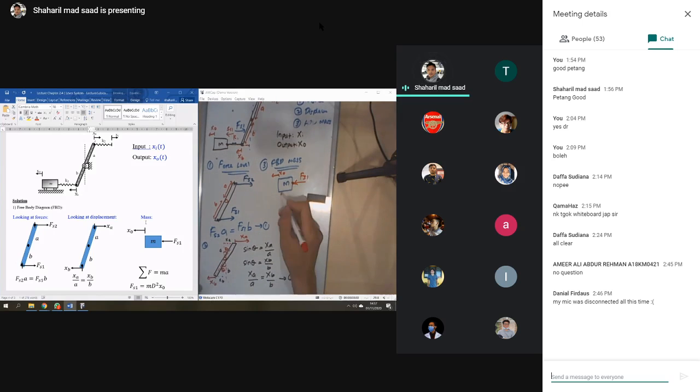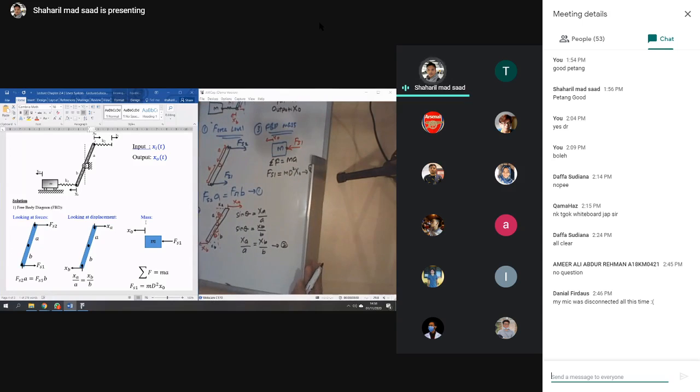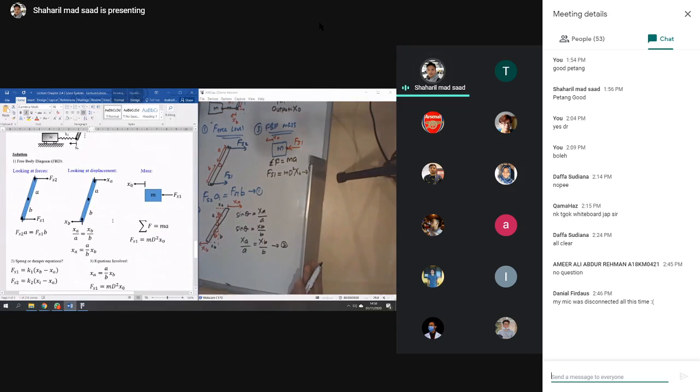And then the summation of force equals MA. Then you can get Fs1 equal to md squared x naught. Okay, so this is question number 3.